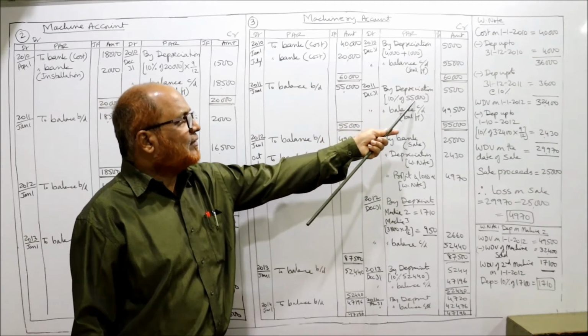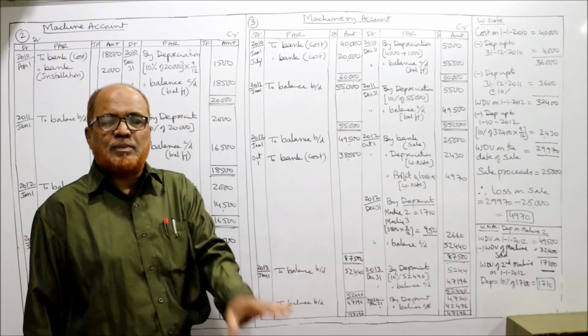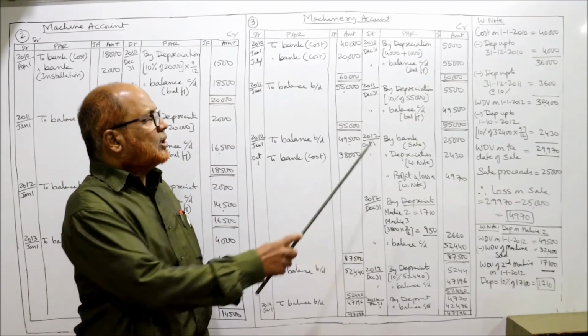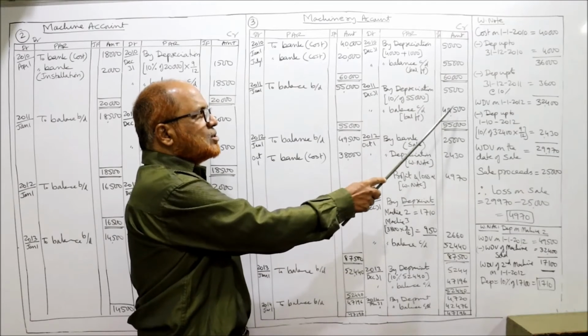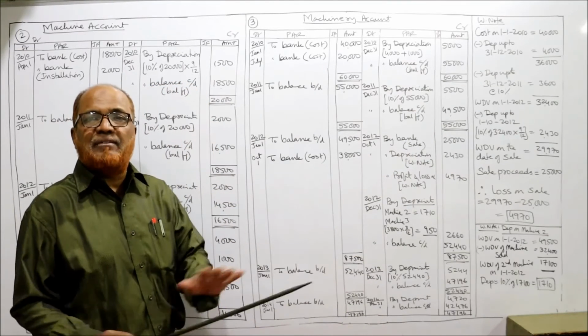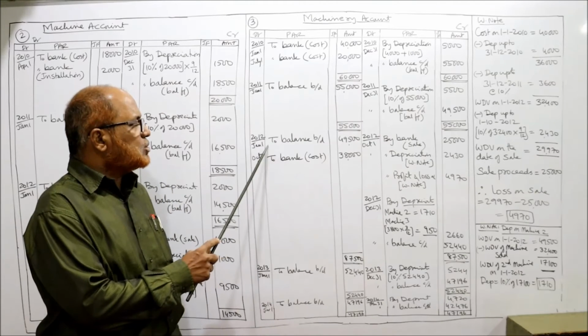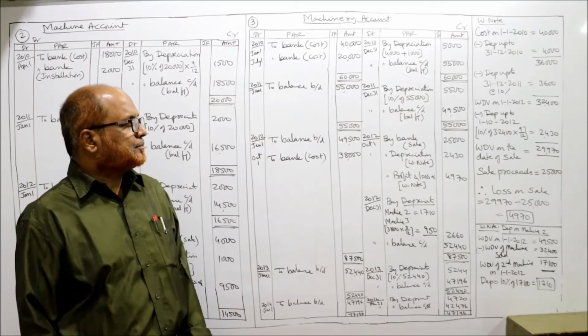So 10% of 55,000, 5,500, because we are following the diminishing balance method. 55,000 minus 5,500, 49,500. This is the closing value. 2011 completed. Now we are in 2012. 2012, to balance brought down.